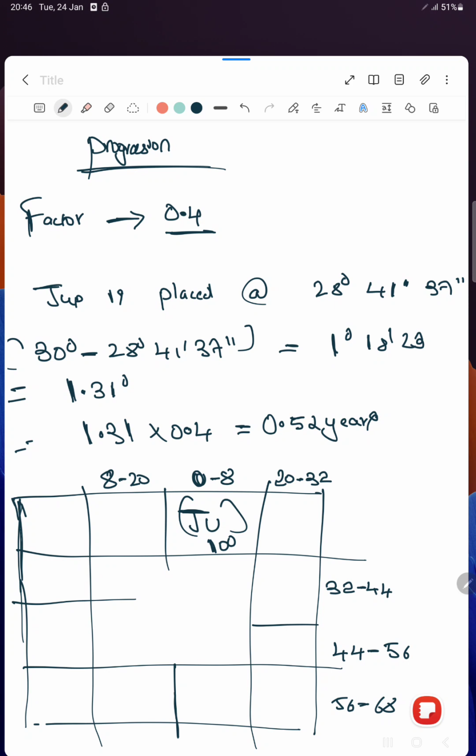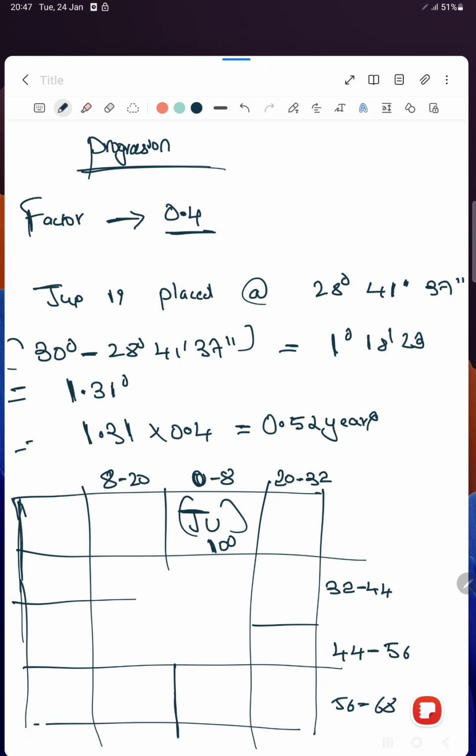Now let us assume Jupiter is placed in a sign at 28 degrees 41 minutes 37 seconds. So 30 degrees is the sign. When you subtract, you get 1 degree 18 minutes 23 seconds. These minutes and seconds we can convert into degrees, so it will come to 1.31 degrees. So 1.31 into 0.4 will give you 0.52 years. Means it will stay approximately half a year in that Rashi. This we can directly tell.